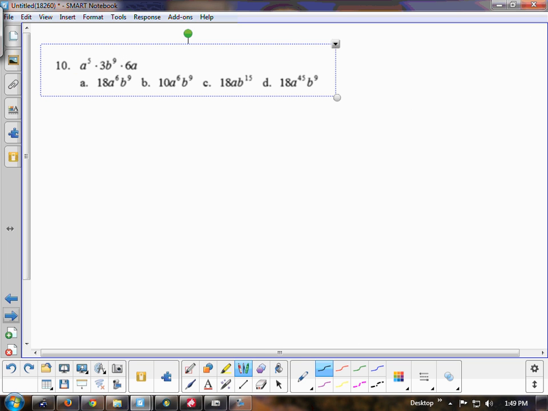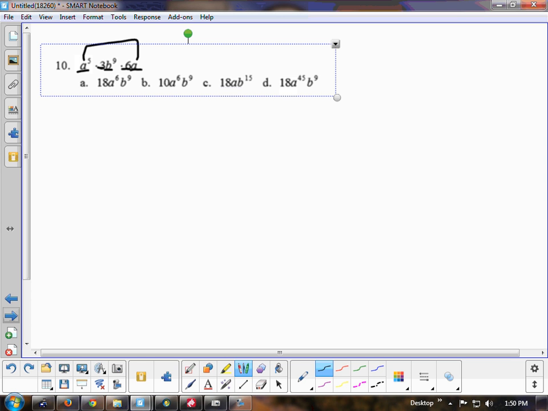Now we're on number 10. Okay, look for the same bases. So a and a are similar. 3 and 6 are constants, so we can multiply those together. And b to the 9th is just going to be by itself. All the powers are positive, so there's no fraction involved here. So I'm going to multiply a to the 5th times a to the 1st, and it's going to add the powers to be a to the 6th. Okay, and there's 2 answers with a to the 6th in it, B and A.